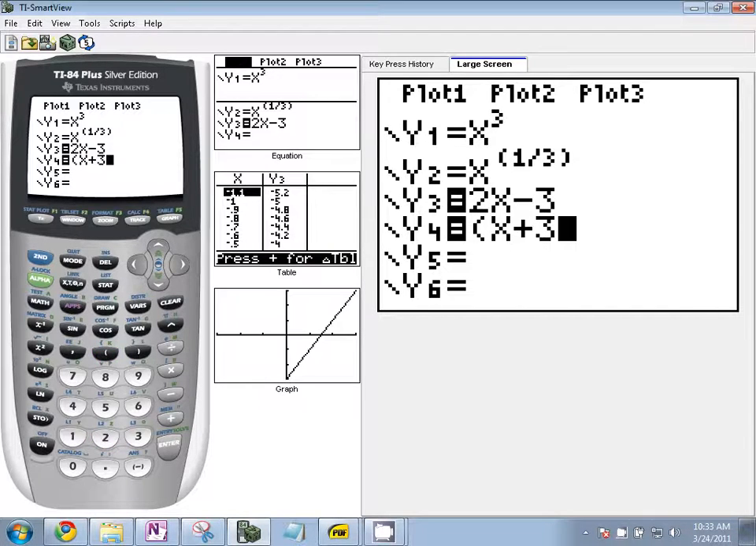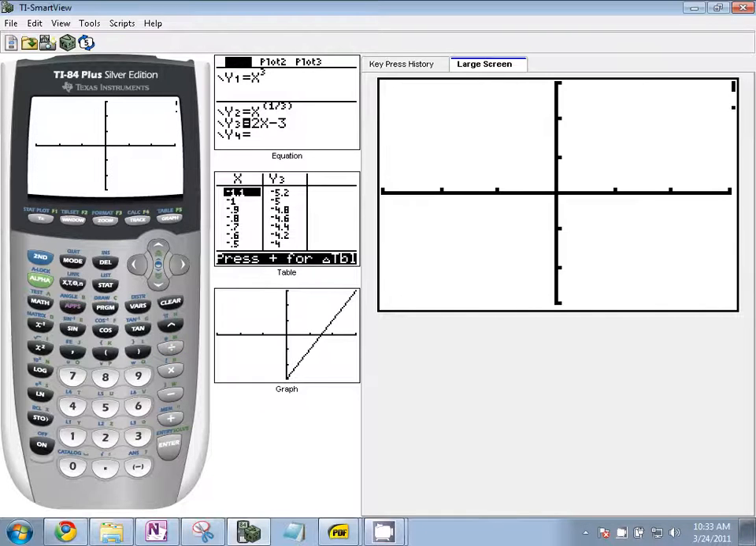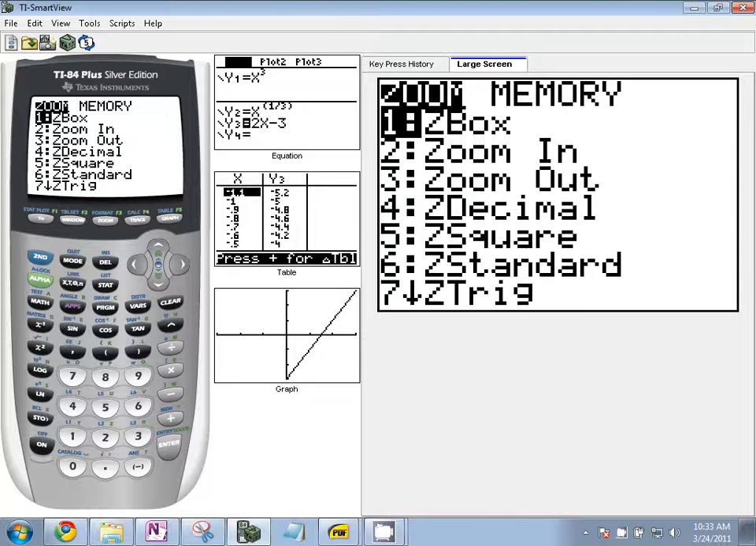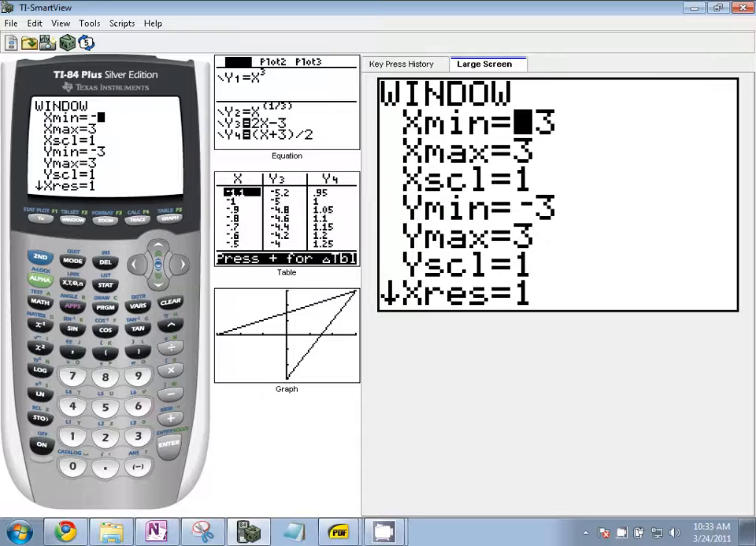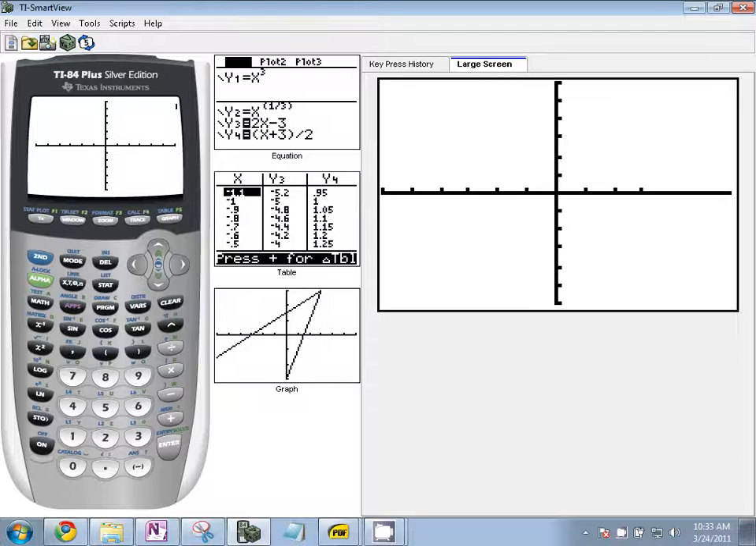Let's go to window, and let's make it -6 to 6, and let's graph this. There's our original function, and there's the inverse. So let's take a look at the relationship between the function and its inverse.